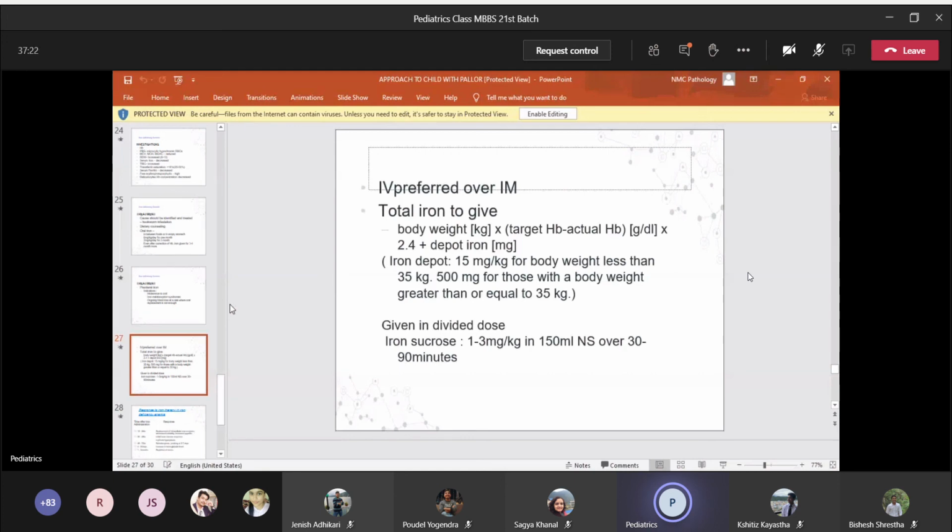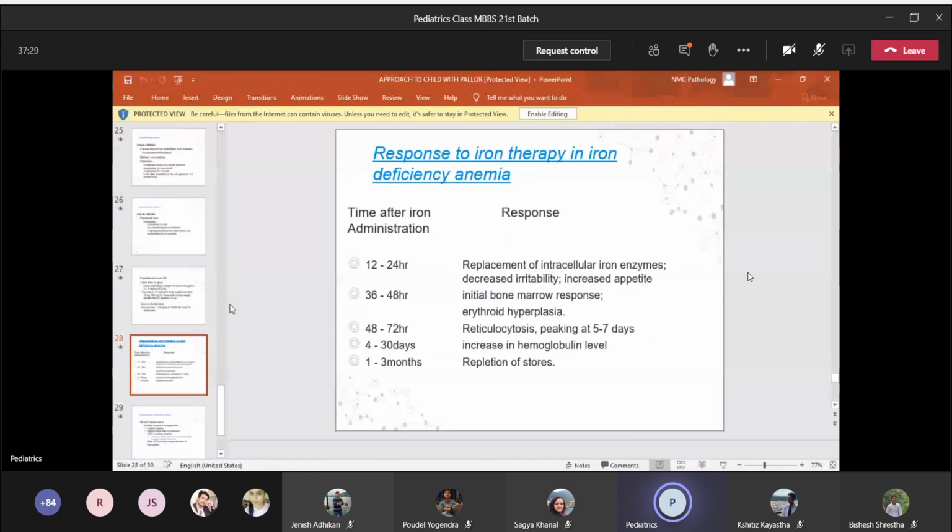So how do we calculate the IV iron? Here is the formula, you can see. After prescribing iron therapy to the patient, how will you know whether the iron given is working or not? These are the changes we can see. After administration of iron, within 12 to 24 hours there will be replacement of the intracellular iron enzymes, and clinically we can see the child has decreased irritability and increased appetite.